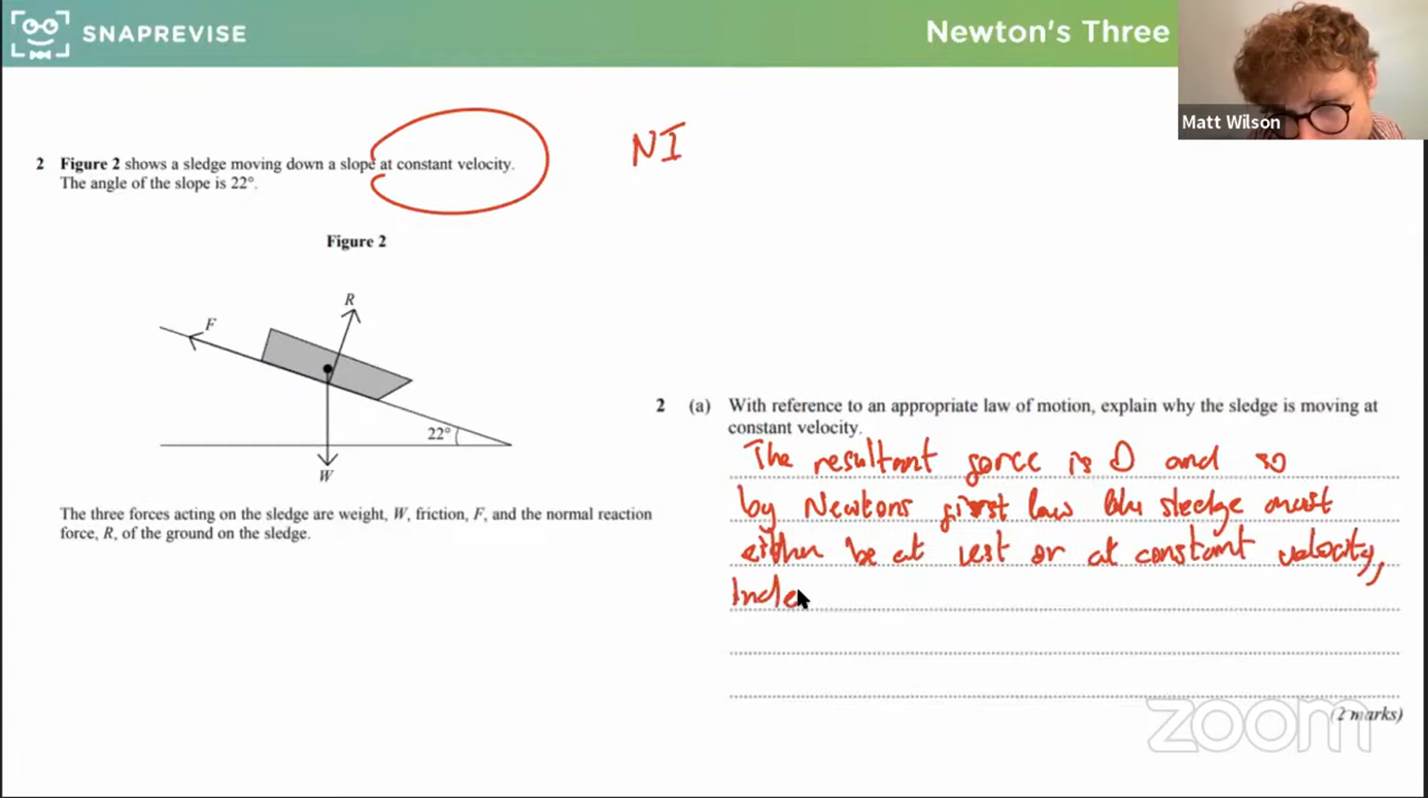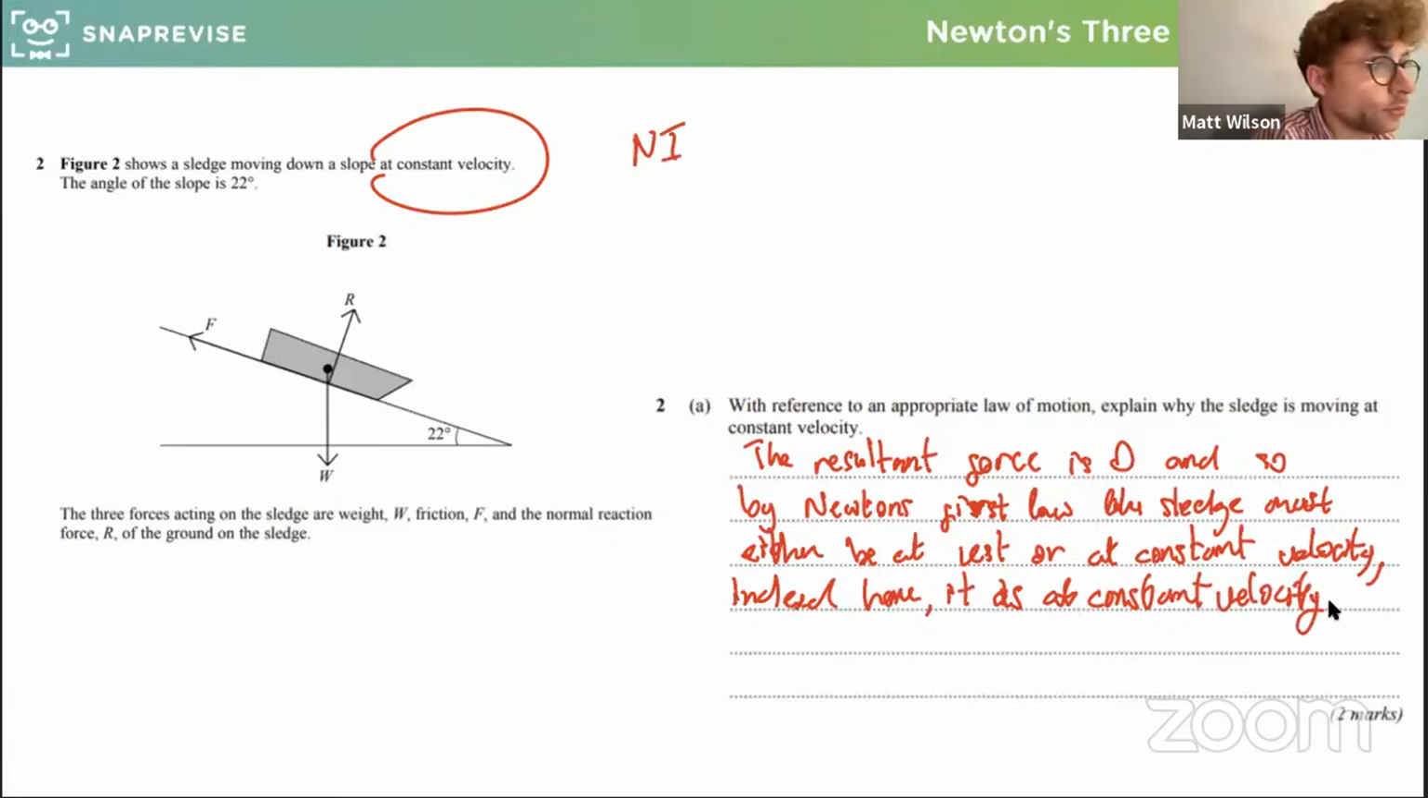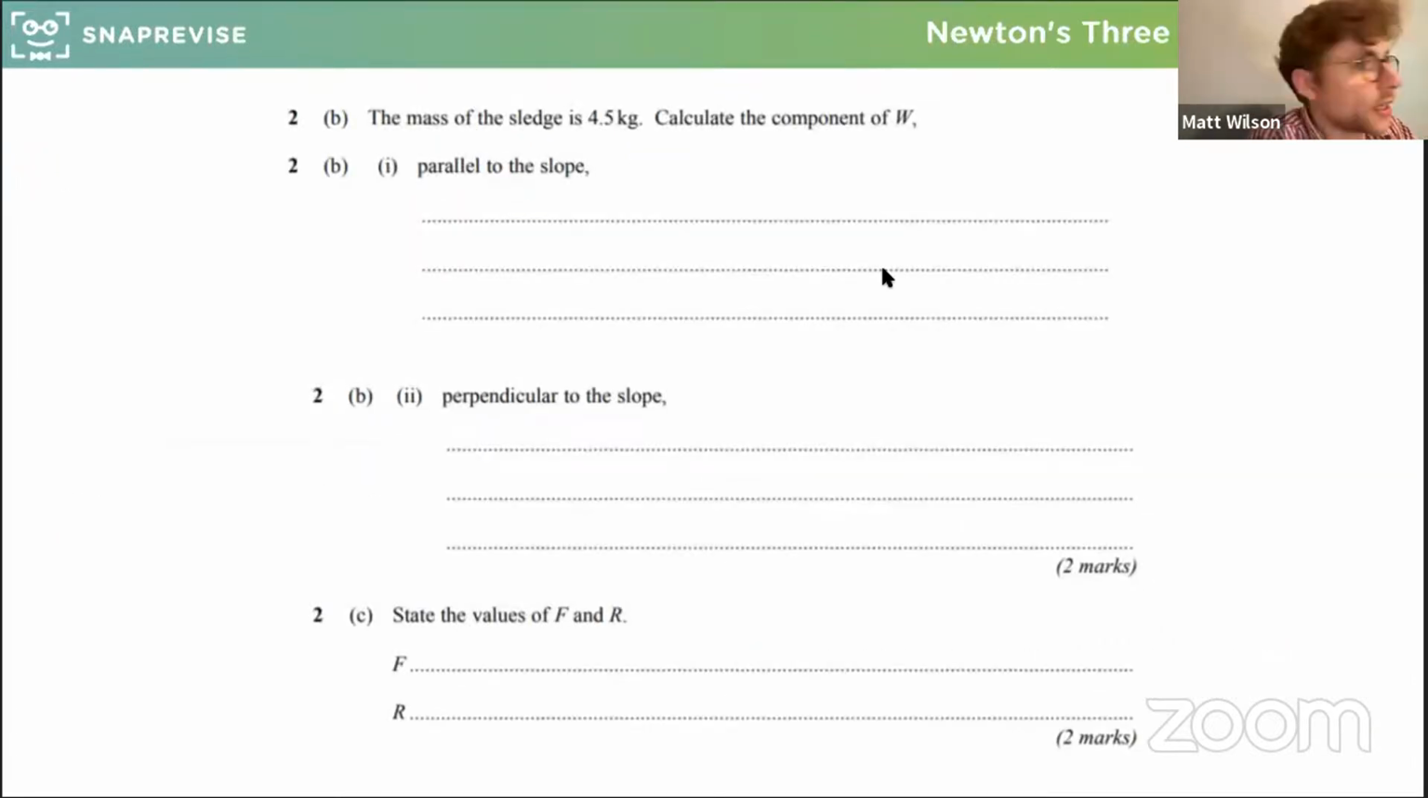Indeed, here it is at constant velocity. It is at constant velocity. Good. Okay, so that's a conceptual question, and we're now going to be asked to do some calculations.